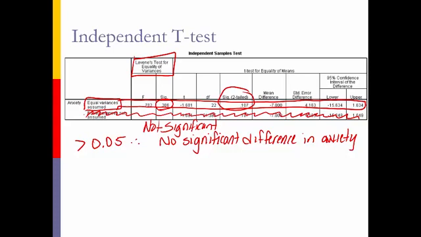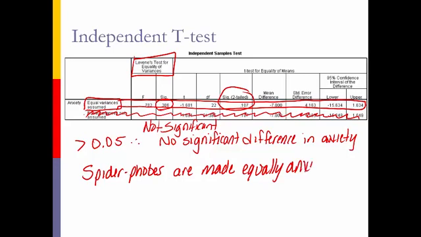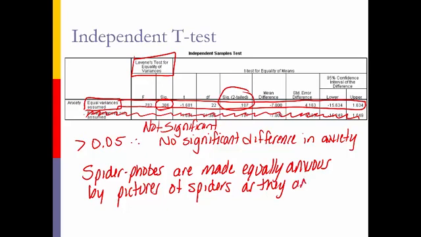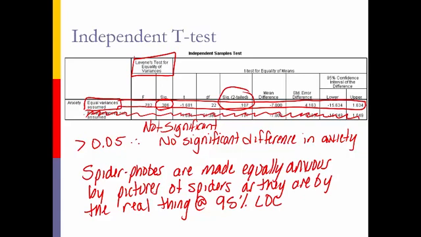So spider phobes, this is the outcome of the test. We can say spider phobes are made equally anxious by pictures of spiders as they are by the real thing, at a 95% level of confidence. So that is our final outcome.